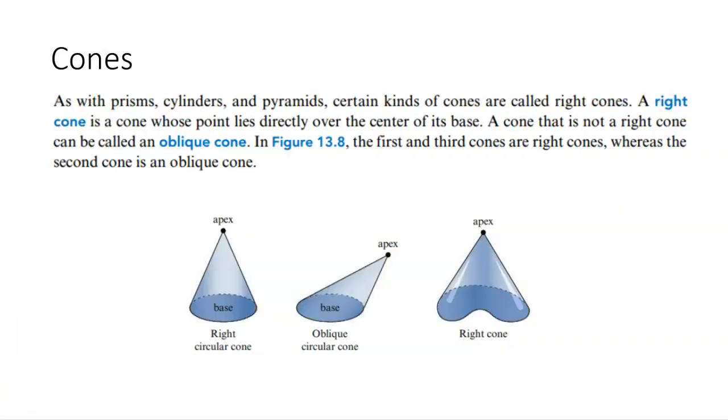As you can see here, we have our right circular cone. Right meaning we're going straight up, circular meaning the circle is the base, cone meaning it's going to an apex. Oblique meaning it's going to the side, circular base, cone meaning it's going to an apex. And in this case, we just have a right cone, meaning it's going straight up from the base, but we don't have the base. We don't have a name for that shape, so we're just calling it a right cone.